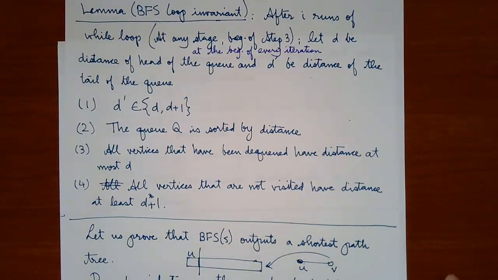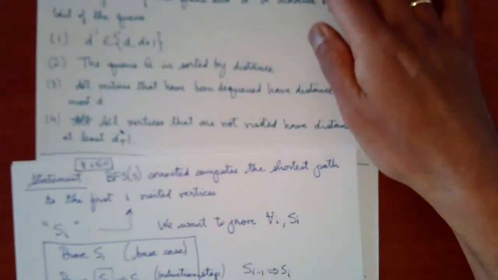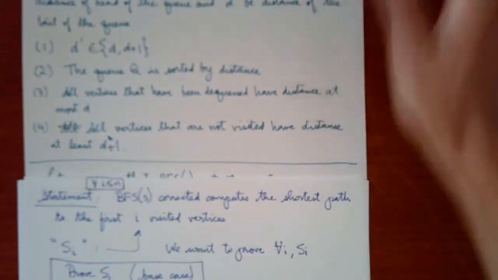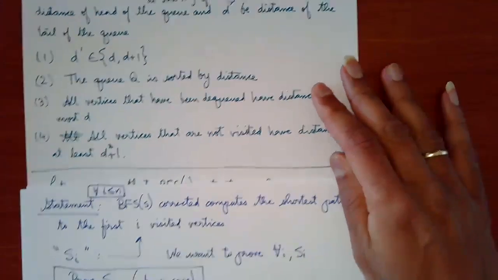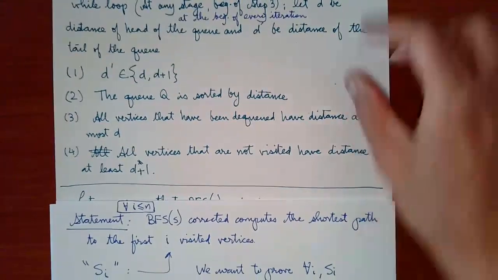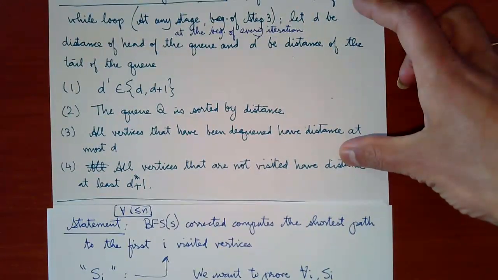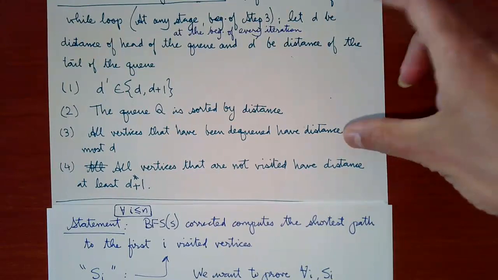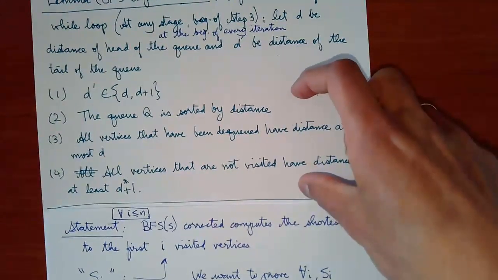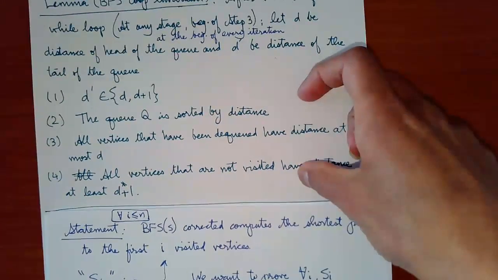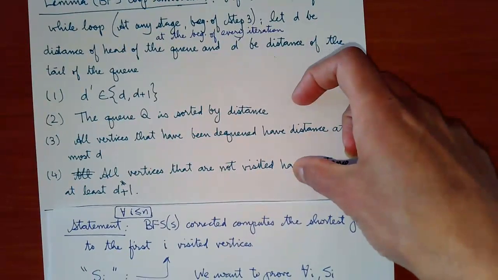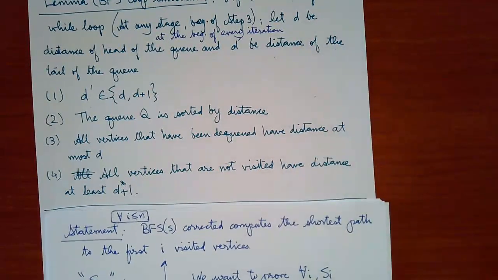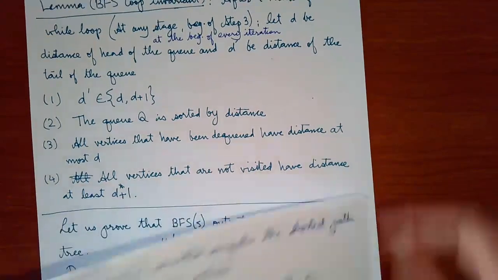Now, let us talk about this loop invariant. How are we going to prove the loop invariant? We said we're going to prove this also by induction. By induction over what? This is going to be our induction hypothesis. You're going to say, suppose after i runs of the while loop, this is true. I want to prove that this is going to be true after the i plus 1 runs. So I'm just going to write out some of these things.